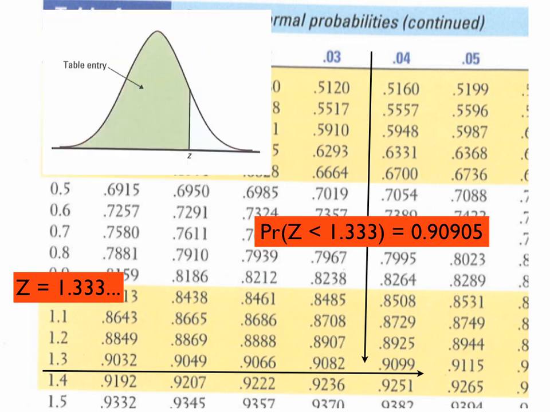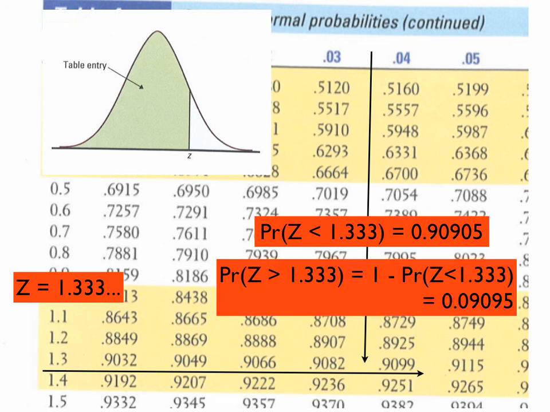However, Table A only gives you area to the left of a certain z-score. And we want the area to the right of the z-score. And so since it's a density curve, the total area is 1, we want the complement. We want 1 minus that probability. And so that gives us an area of 0.09095.